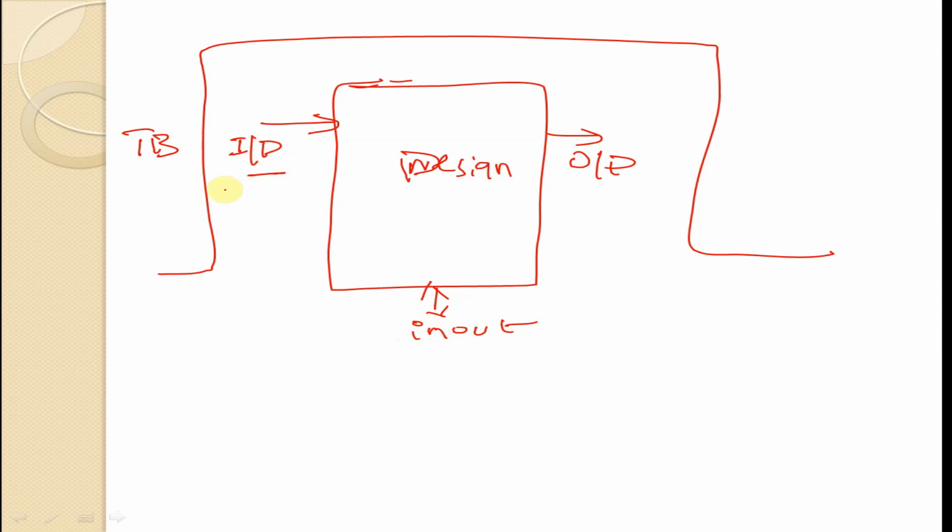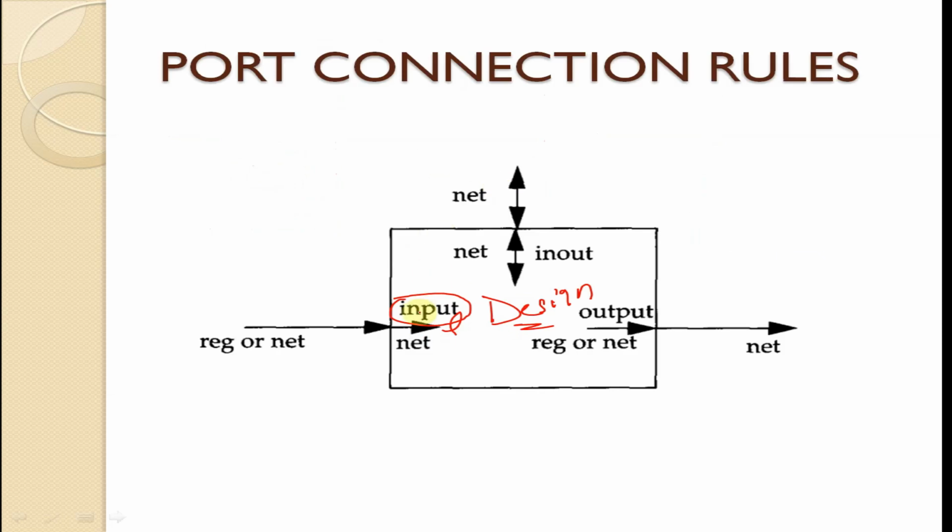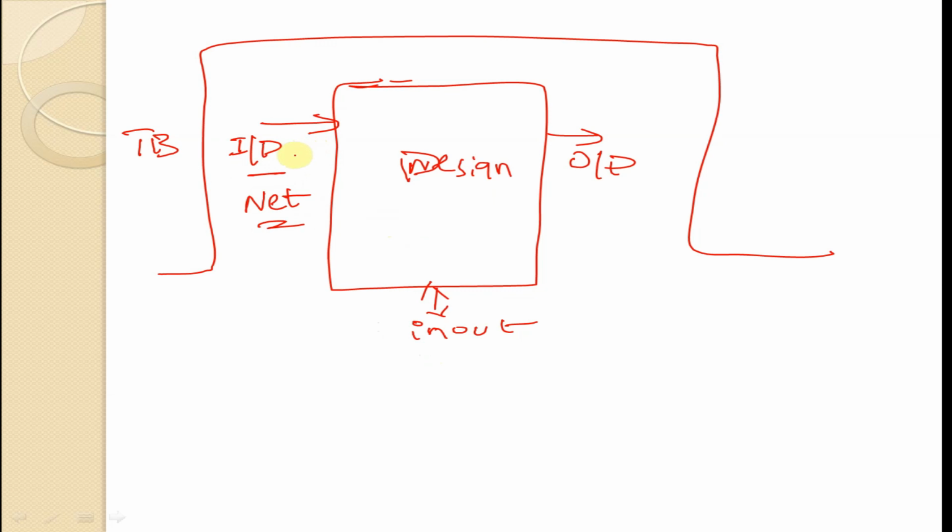Here input ports are of type wire or net. Internally, input ports are of type wire only. So we cannot declare inputs as reg type. We can only declare inputs as net, and output can be reg or net. And in-out ports should be of type net only. So when we are designing a module, we should take care that inputs are of type net, outputs are of type reg or net, and in-out should be of net type only.